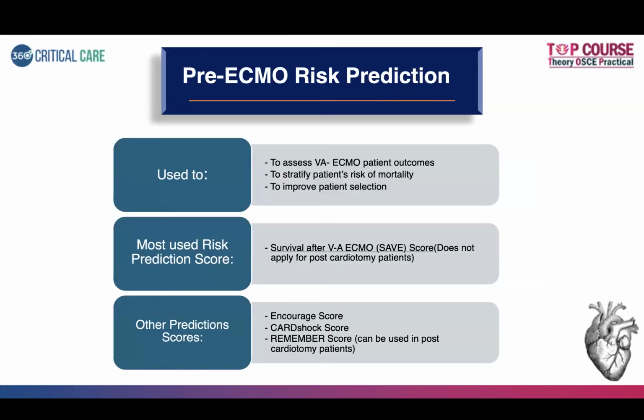So pre-ECMO risk prediction is mainly to assess the VA ECMO patient outcomes, like how you have the APACHE II score. Similar to that, we have pre-ECMO risk prediction scores. So the most common score is the SAVE score, that is the survival after VA ECMO score. But the only thing they say is it does not apply for post-cardiotomy patients. There are other prediction scores like the ENCOURAGE score, the CARTS shock score, and the REMEMBER score. So if there are many things to read, at least the SAVE score has to be kept in mind.